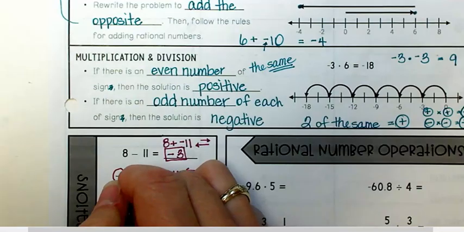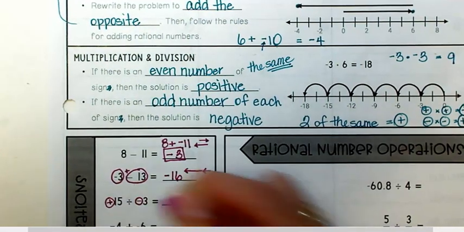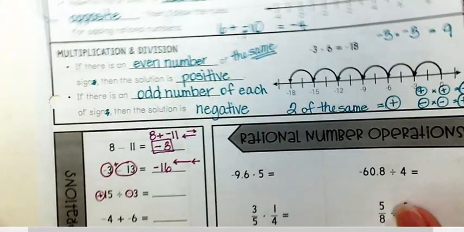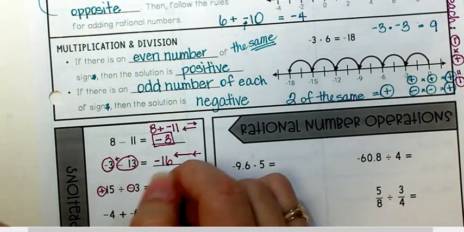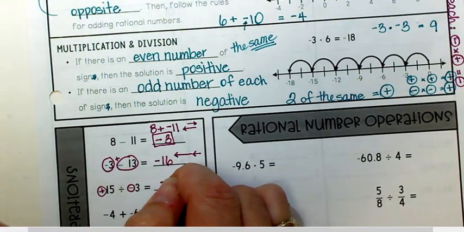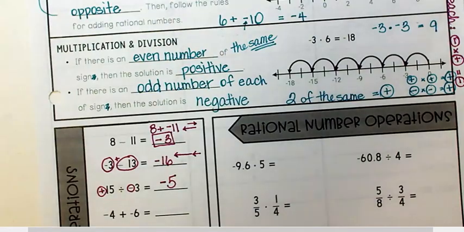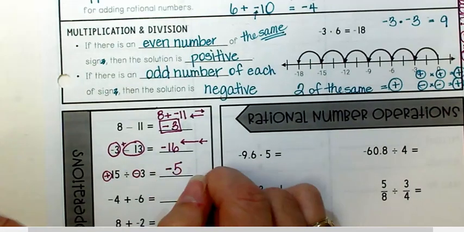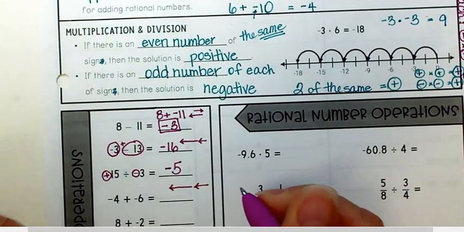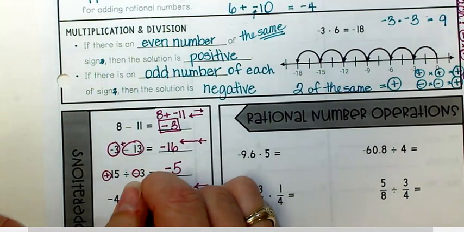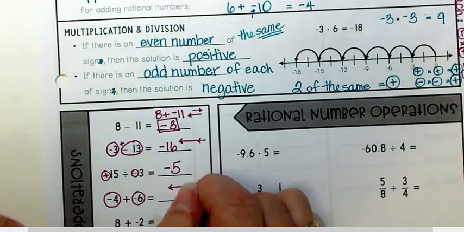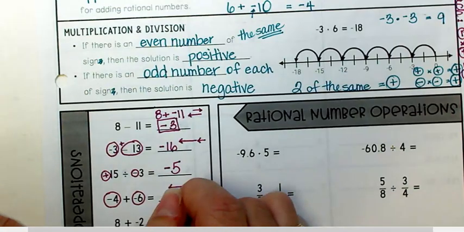I have one that's positive and one that is negative. If you have one of each, your answer will be negative. So 15 divided by 3 is 5, but I have one of each, so that is -5. All right. I have -4 plus a -6. So I'm just moving further and further into negative territory. So these guys actually have the same sign, so I think add and just put the same sign on it, -10.